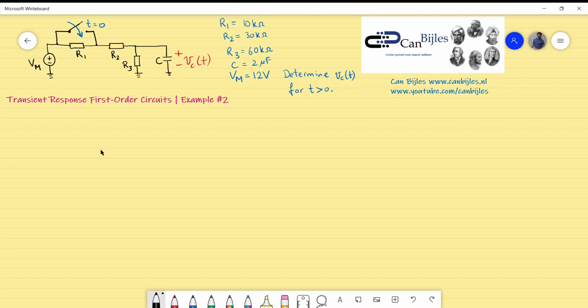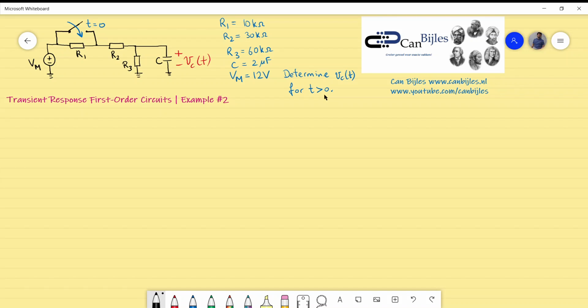Again, we have this RC circuit that's a little bit complicated on the first example, but we can tackle it, no problem at all, because we do it step by step without skipping any steps. So what we have is an independent voltage source VM, three resistors R1, R2 and R3 and a capacitor. The question and the values are given here. The question is exactly the same question as in example 1. We would like to know the capacitor value as a function of time for t greater than 0.